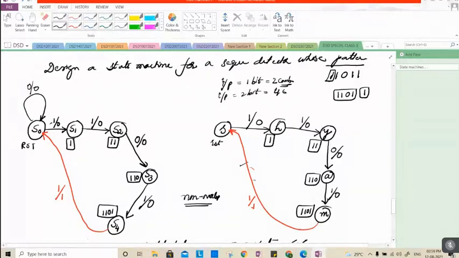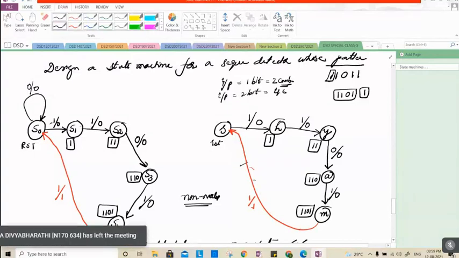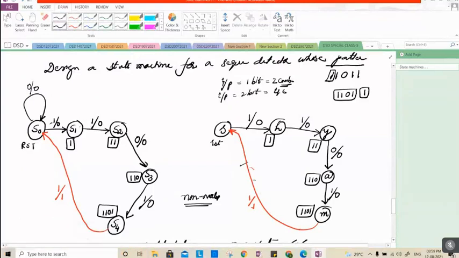Right, see here, 1 has arrived. Praveen has come, presence of entry of Praveen has been detected. If the next input is equal to Nikita, the state is equal to S2. Suppose instead of Nikita, Yashwant has come.